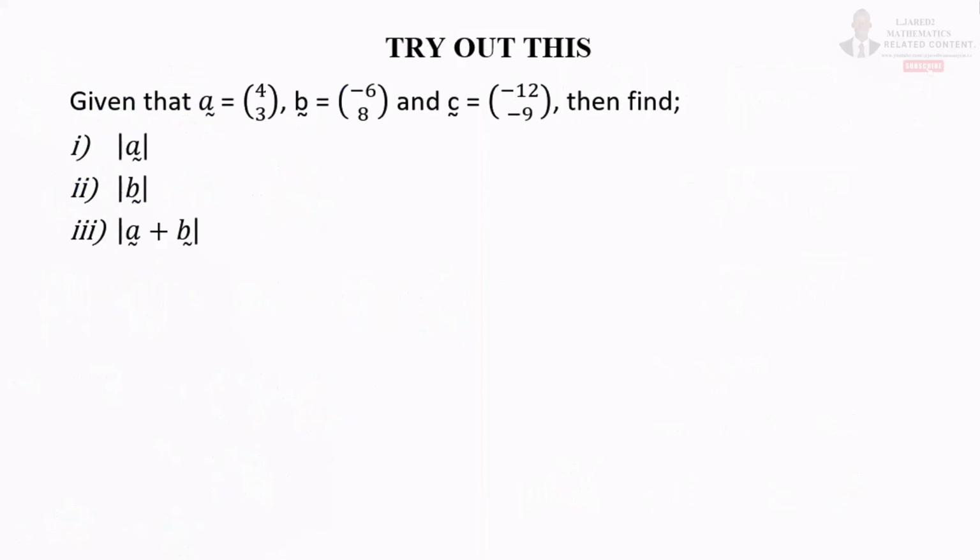In your free time, you can pause the video and try out this question. It says given that vector A is (4, 3), vector B is (-6, 8), and vector C is (-12, -9), find the magnitude of A, the magnitude of B, and then the magnitude of the sum of the two vectors A and B. Try them out and drop the answers in the comment section.